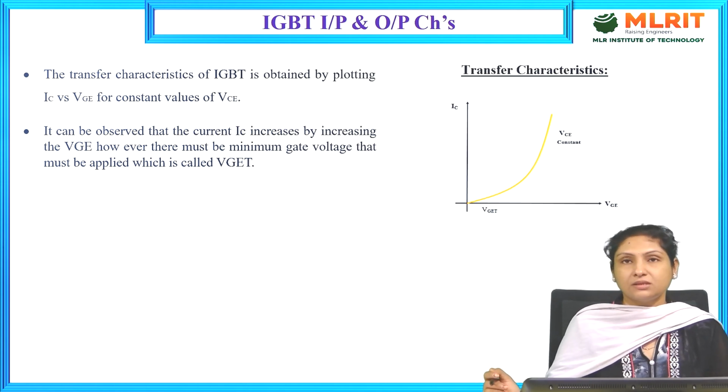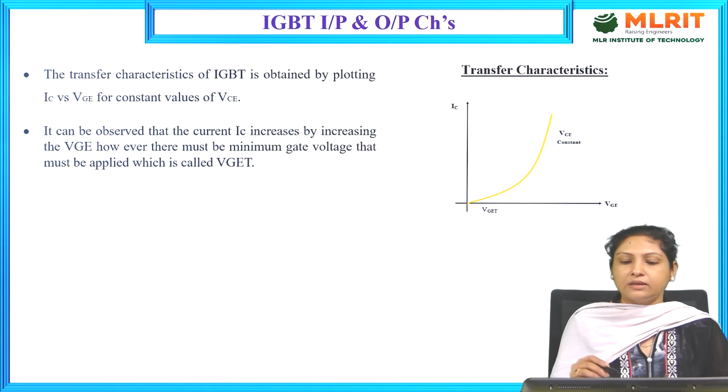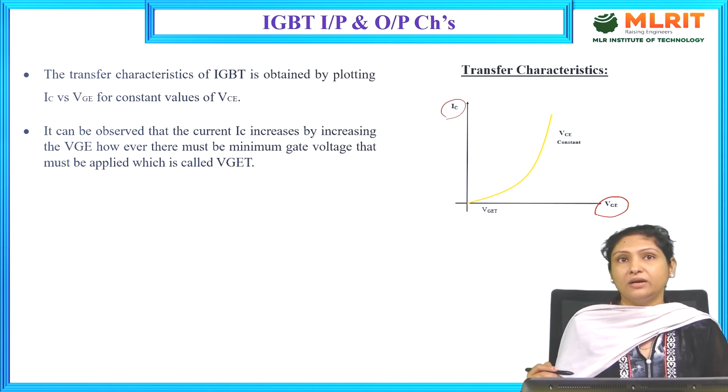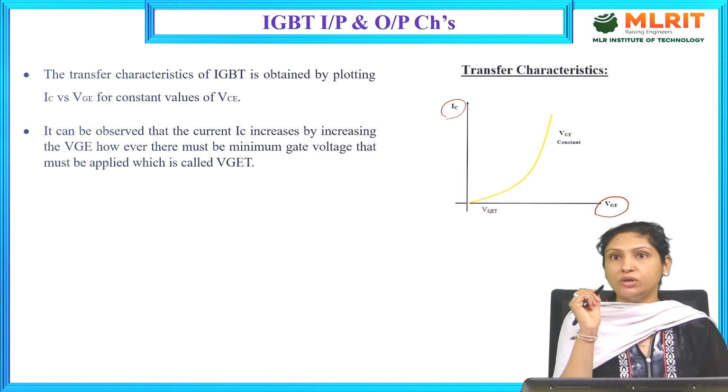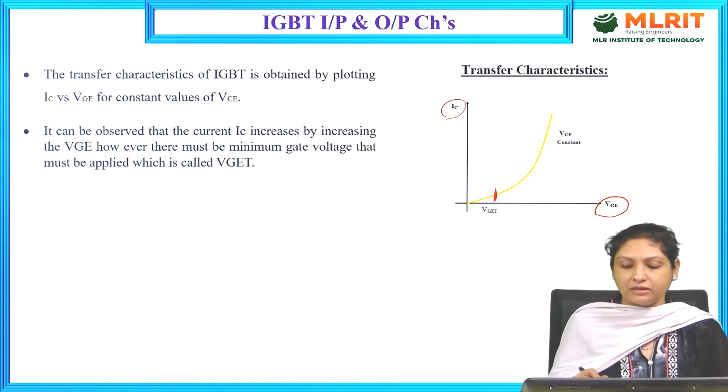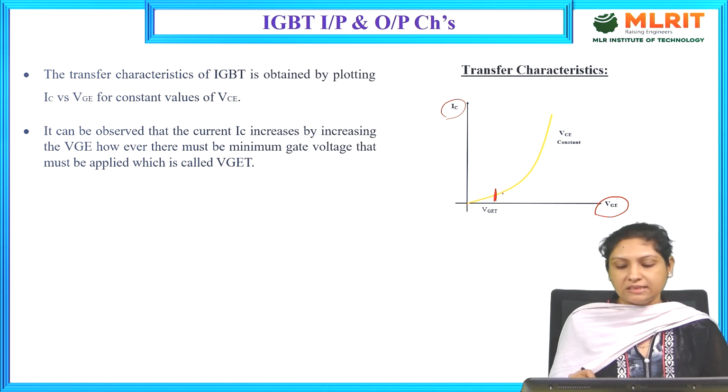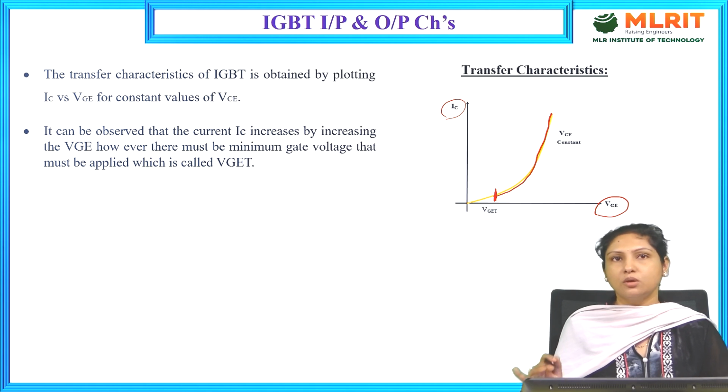And now coming to the transfer characteristics, this is a graph of collector current versus gate to emitter voltage. The moment gate to emitter voltage is applied, the current starts conducting. Once the gate to emitter threshold voltage is reached, only then does current start conducting. Once the threshold voltage is reached, the reverse bias depletion layer which is present starts breaking, and then current starts conducting through the device. And this is the collector to emitter voltage, which is kept constant during the operation.